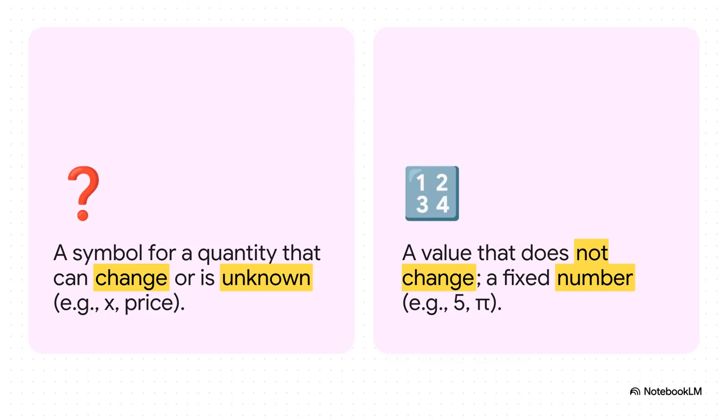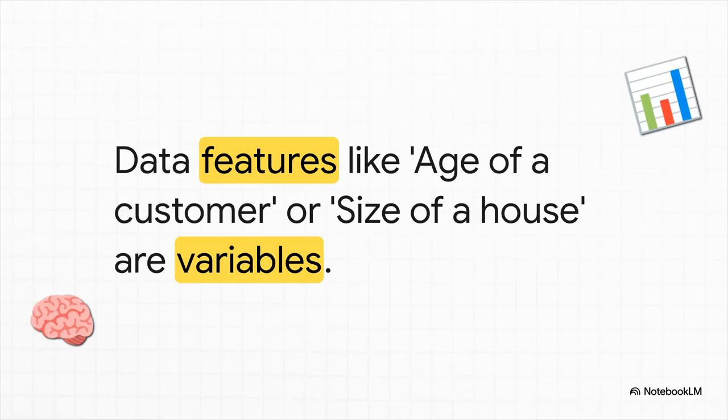It never ever changes. But a variable, that's our x or maybe something like price, that's just a placeholder for a value that can change. It's dynamic, it's flexible. And this right here is exactly why variables are so critical for AI. Just think about it. When an AI model looks at data, every piece of information, we call them features, like a customer's age or the size of a house, those are all variables. Because, of course, the age and the size change for every single person or house.